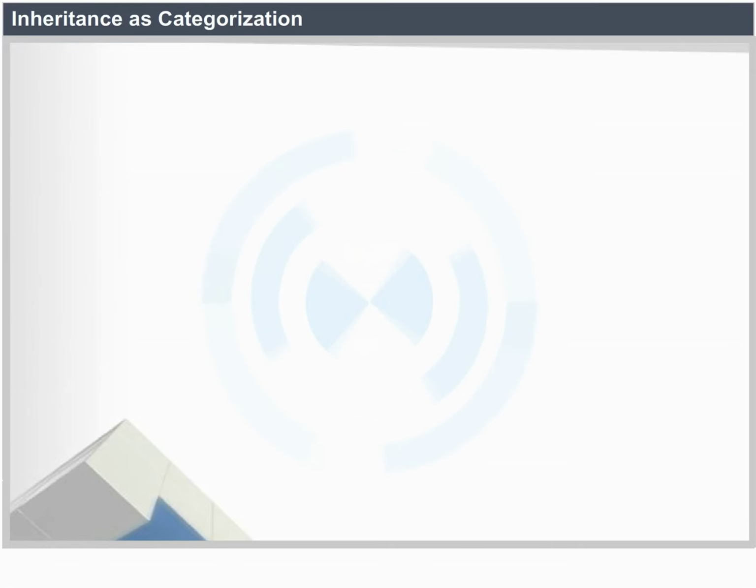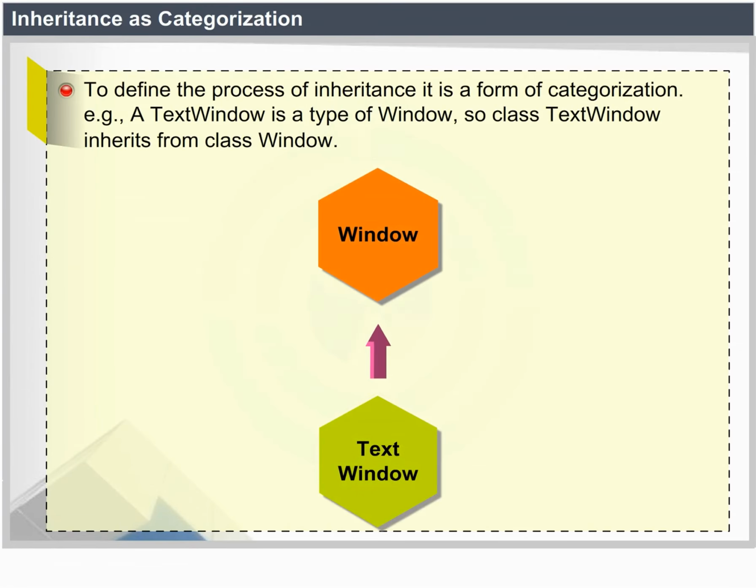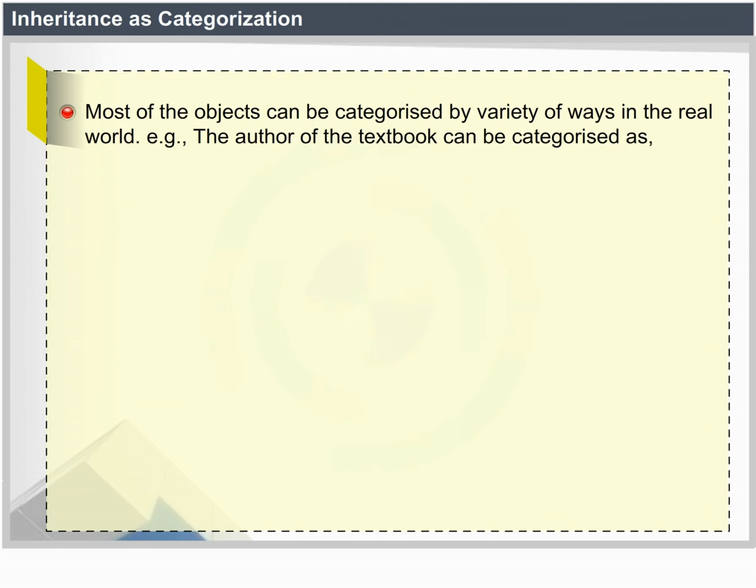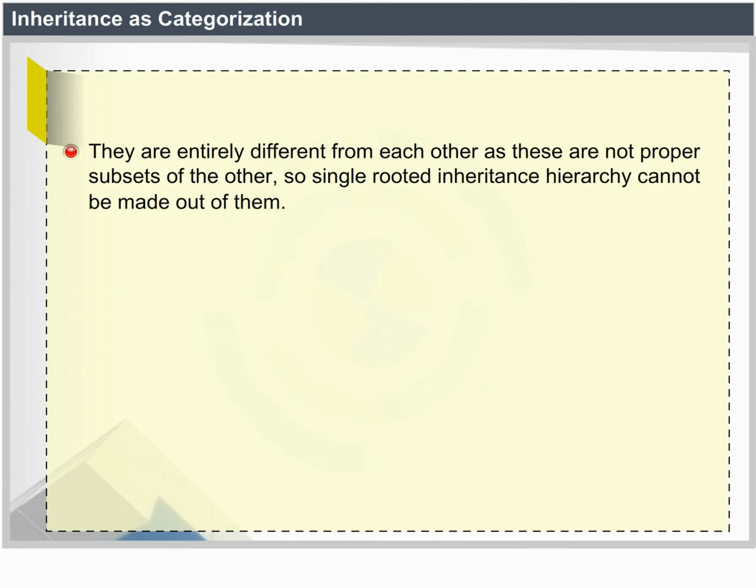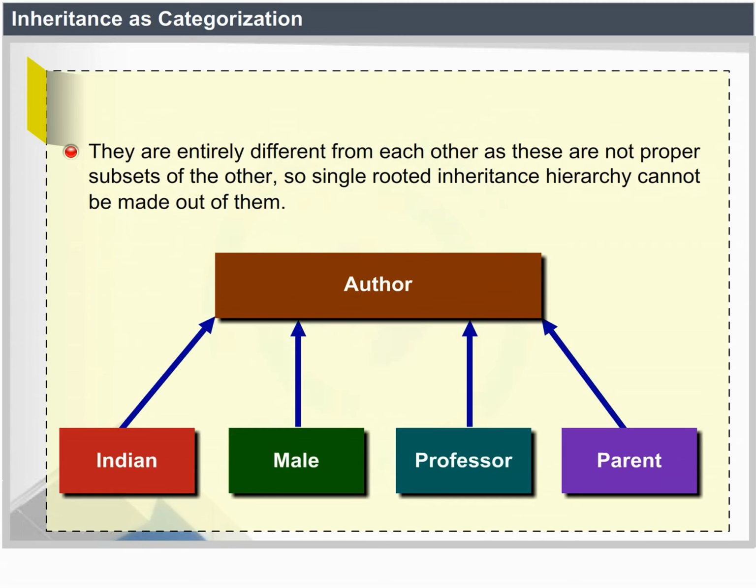Inheritance as categorization. Inheritance is a form of categorization. For example, a text window is a type of window, so class TextWindow inherits from class Window. Most objects can be categorized in a variety of ways in the real world. For example, the author of the textbook can be categorized as Indian, male, professor, and parent. These categories are entirely different from each other, as none is a proper subset of another, so a single-rooted inheritance hierarchy cannot be made out of them.